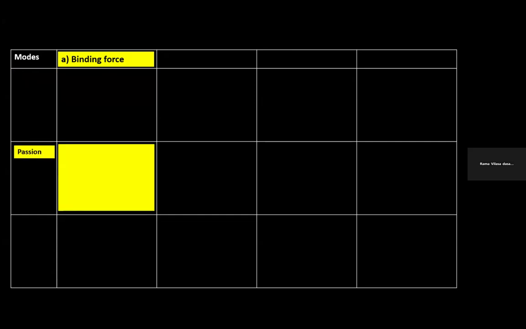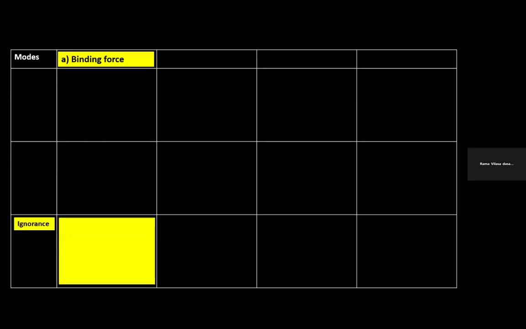Next box is binding force under passion. Comes from verse number 7. Attached to fruitive activities. Binds by desire, attachment, and sense gratification. Now next column is binding force and ignorance. Comes from verse number 8. Madness, laziness, and sleep.